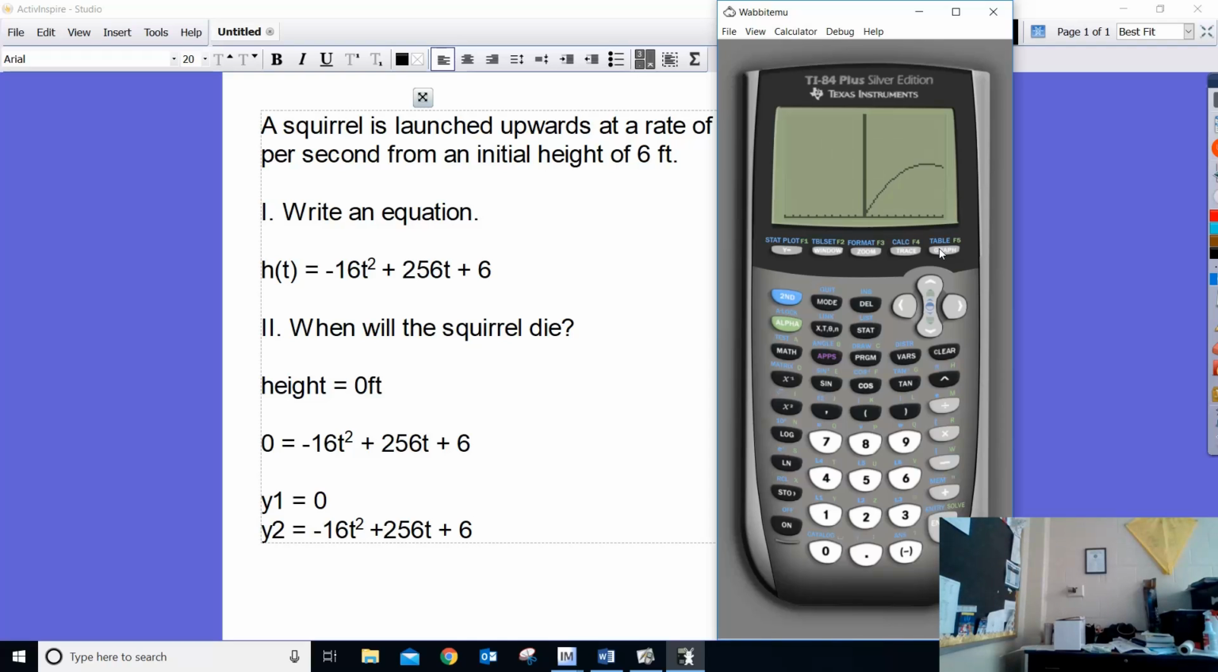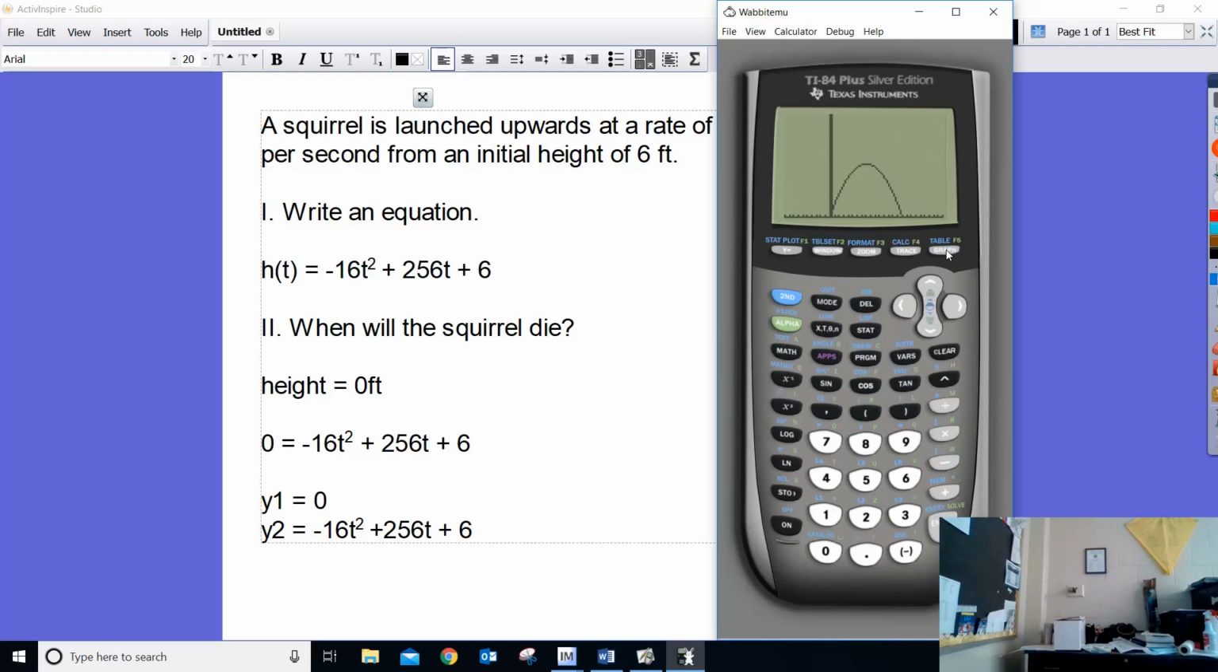We're gonna look at the window. How do we look right? X max. What do you want to change it to? Make up a guess. Let's go with 25. 25 sounds reasonable. So I said X max 25 and I hit the graph button. We see where the squirrel goes up. We see where the squirrel hits the ground, right?